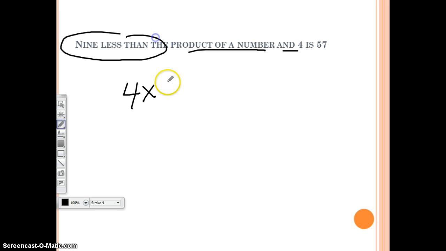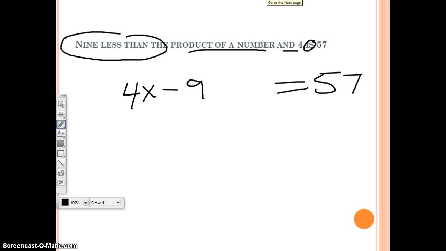Be able to take algebraic expressions and translate them into math. 9 less than a product of a number. Product of a number would be x. Product of a number and 4, we're multiplying 4 times that x. 9 less means we're subtracting 9 from it. Whenever you see is, think equals. We have been able to make that into a math statement.